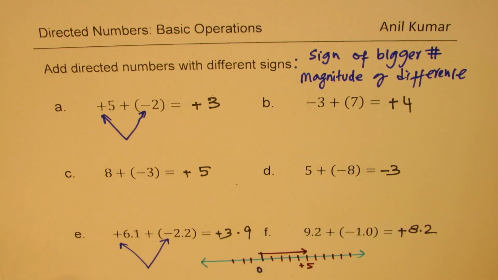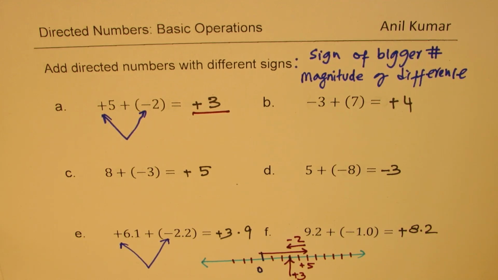And this is minus 2. So from here you get back to minus 2. So where you reach is this point which is plus 3. Do you see that? So that is the plus 3 operation. So you could use a number line to perform these operations, right? However, we'll focus on the algebra part more in this particular video, right?